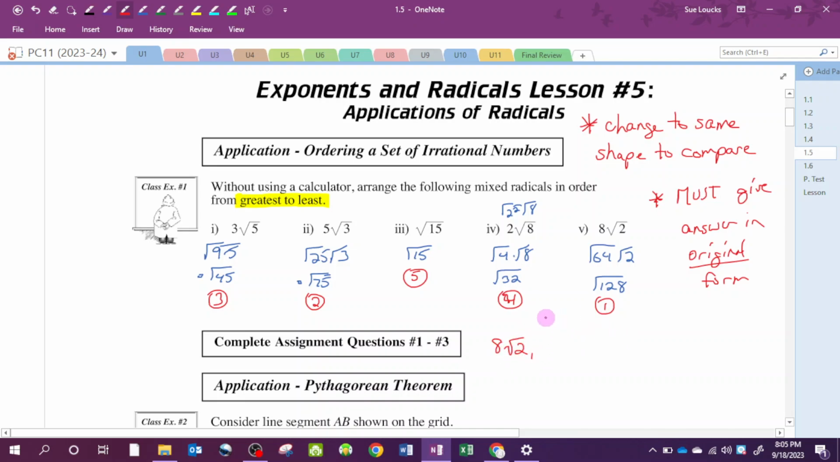That is the biggest. The next one is 5 root 3. The next one is 3 root 5. And then we have 2 root 8. And finally, the square root of 15. All right, you must put it in that form. Okay, go do questions 1 to 3 of the practice work.